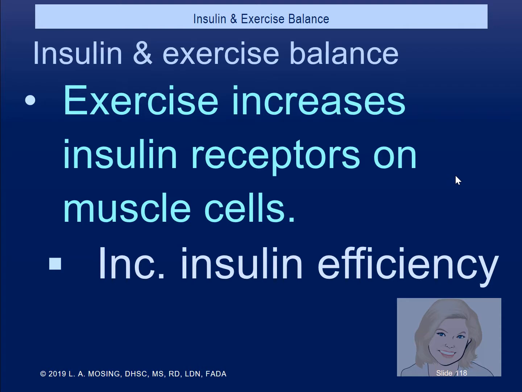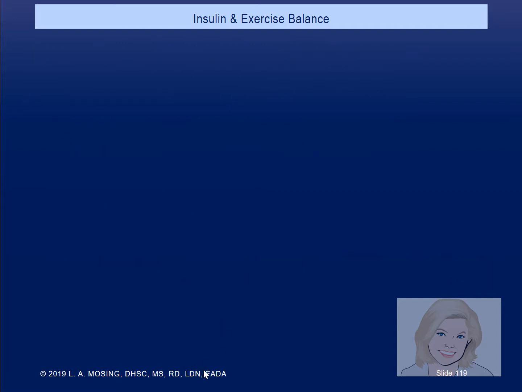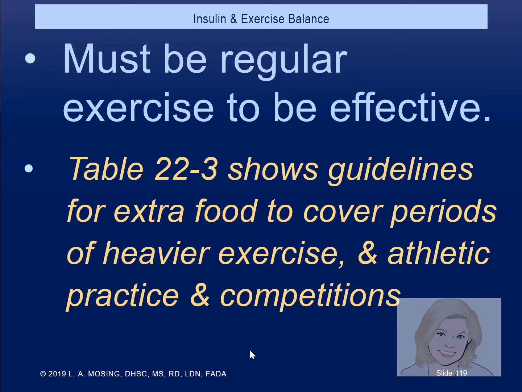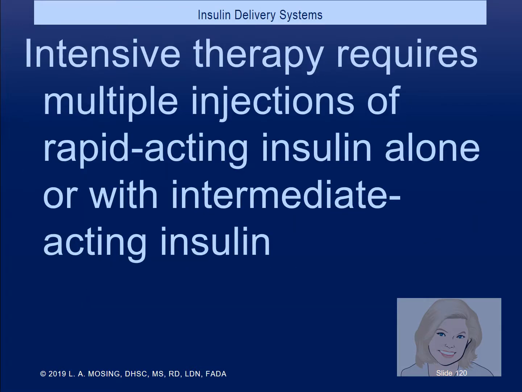So insulin and exercise need to be controlled. If we're going to exercise a lot and you're going to start doing that, that's great because it helps on the insulin receptors of the muscle cells. So those 3 ladies we walked around that had metabolic syndrome, 1, they're smiling, but 2, they're better using their blood sugar. And it also increases insulin efficiency. But it needs to be regular exercise. So whether they're surfing, playing tennis, or walking around the neighborhood, we know that if they're going to have heavier exercise, they're going to do a marathon, we need to accommodate their extra calories. Intensive therapy requires multiple injections.